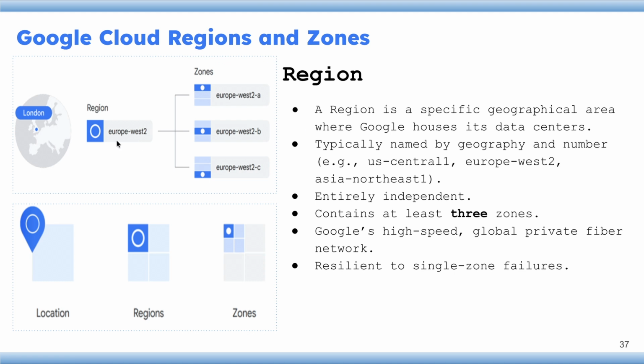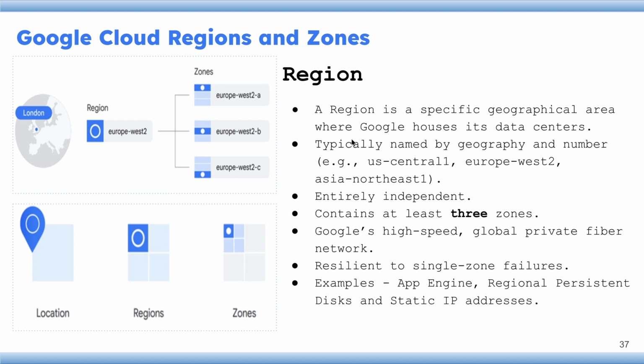For example, in Europe West 2, we have 3 different zones. For any reason, if Europe West 2A goes down, it doesn't have any impact on Europe West 2B or Europe West 2C. Regional resources are redundantly deployed across zones within a region, and some examples of regional resources are App Engine, Regional Persistent Disk, and static IP addresses.